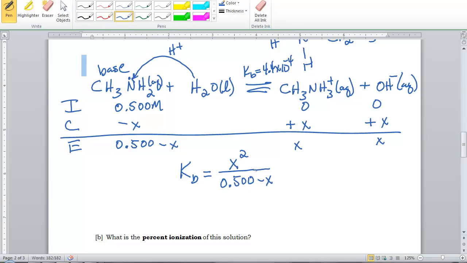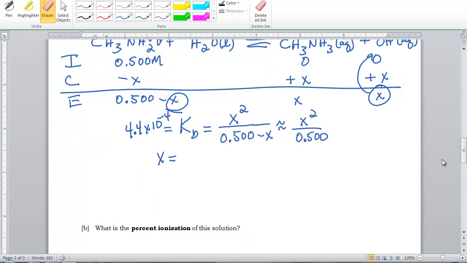Now, this Kb, 10 to the negative fourth, it's probably small enough. So I would go ahead and make the assumption that our initial doesn't change much. So we're going to say the initial stays about 0.5. Very little of the reactant goes to product. That will help with our calculation. Again, our Kb value is 4.4 times 10 to the negative fourth. So take that times 0.5. Take the square root to solve for x.